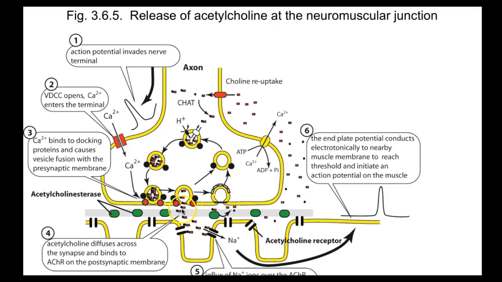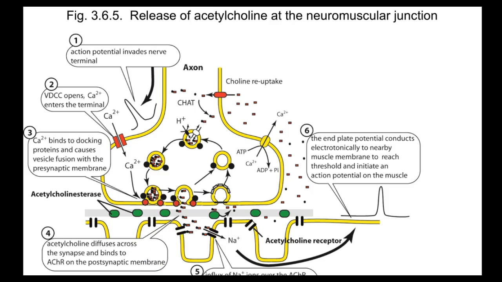These little bar structures represent acetylcholine, with the acetyl group in black and the choline group in red. So in step 4, acetylcholine diffuses across the synapse and binds to the acetylcholine receptors on the postsynaptic membrane. So these are postsynaptic acetylcholine receptors.